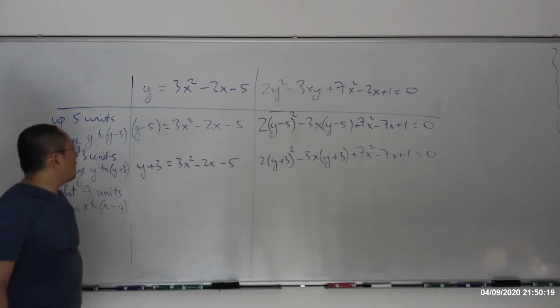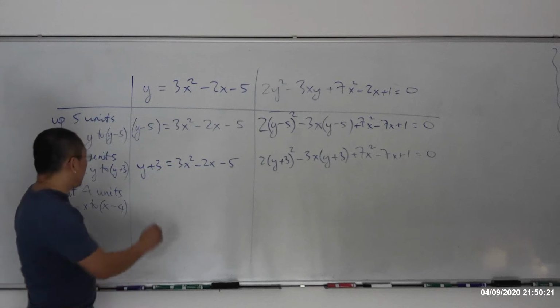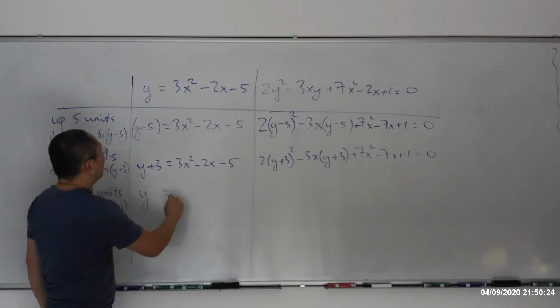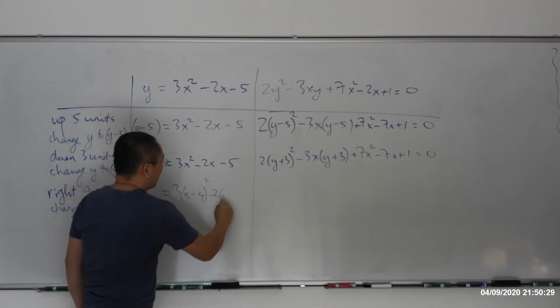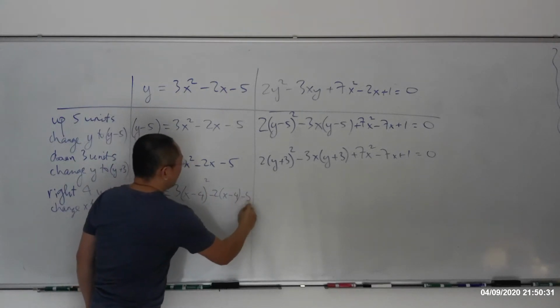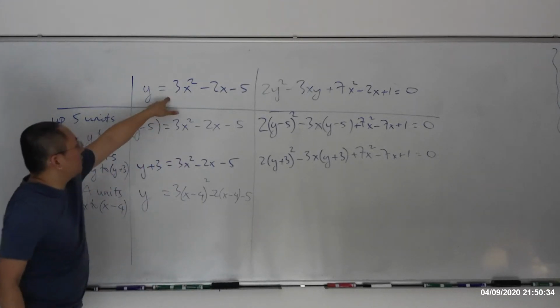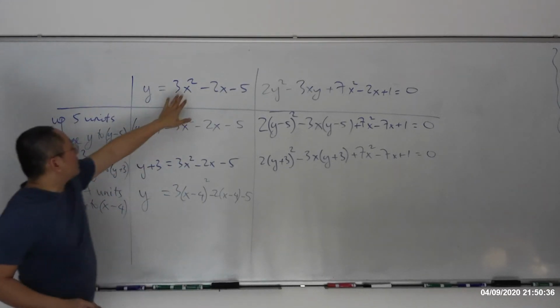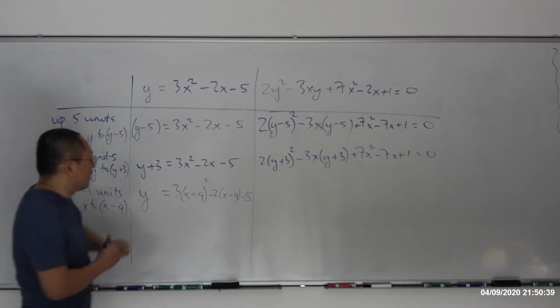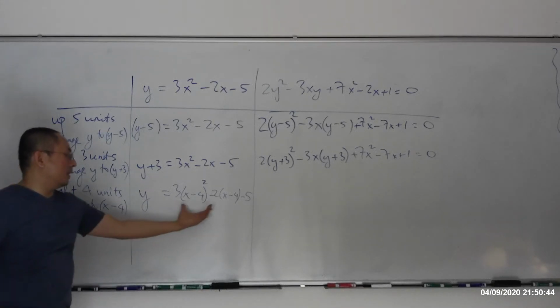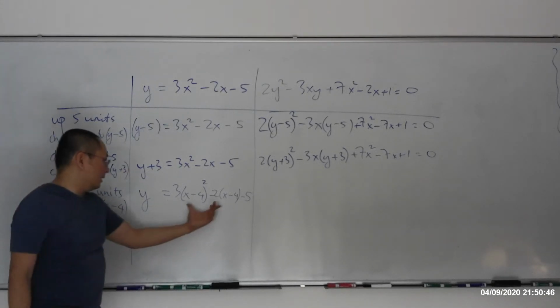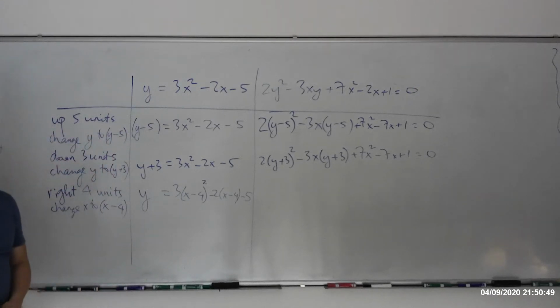And of course the same idea in here. My original equation right here, so my new equation is going to be this: y equal to 3 times x minus 4 squared minus 2 times x minus 4 and then minus 5. You see what happened from the original equation? I changed x to x minus 4 for every single x that I see in the equation. And of course, if you have time and if necessary, go ahead and simplify the like terms. You will have a more compact answer. But this is the idea.